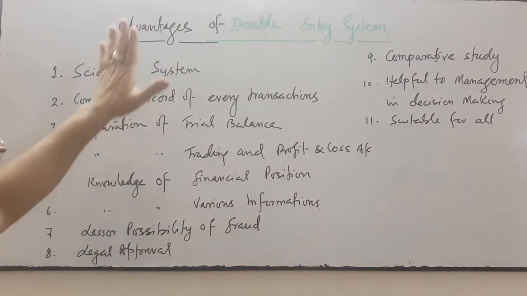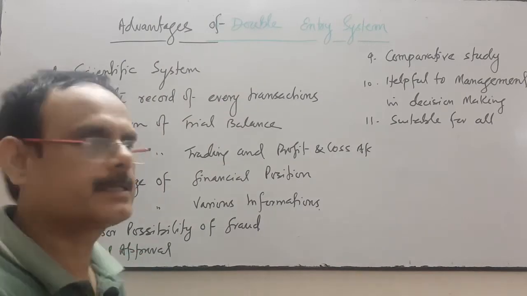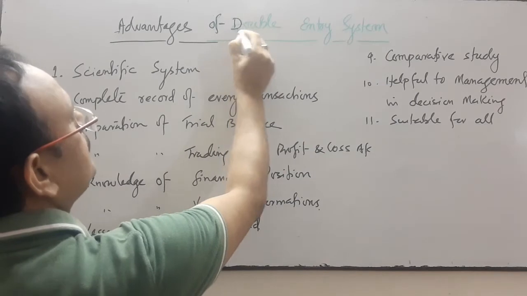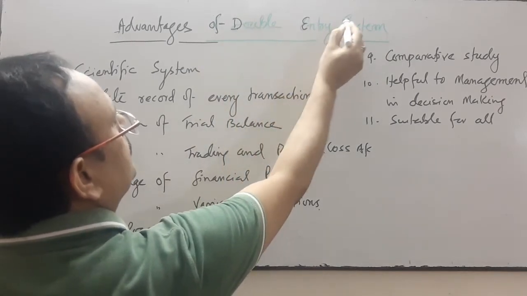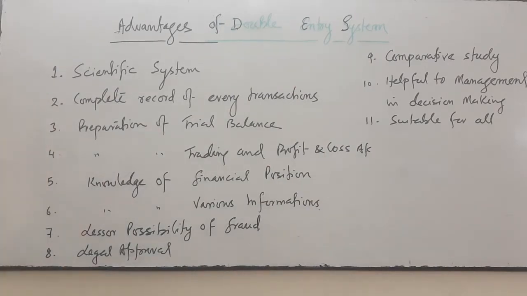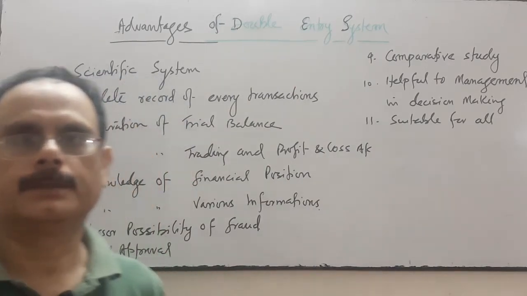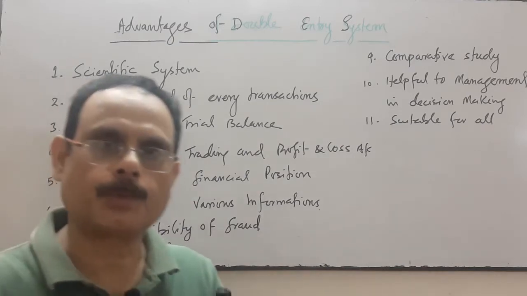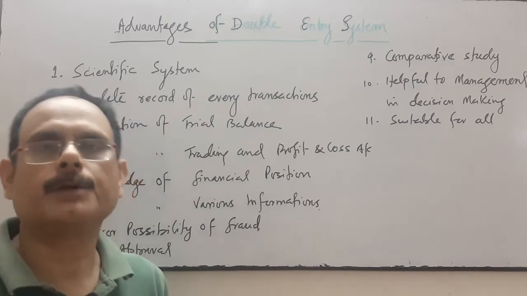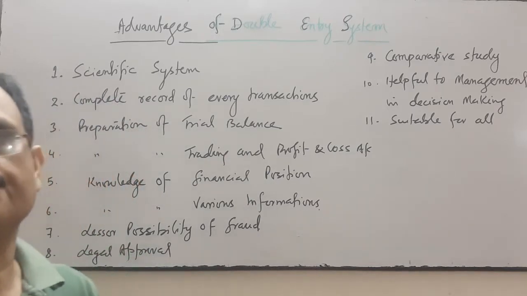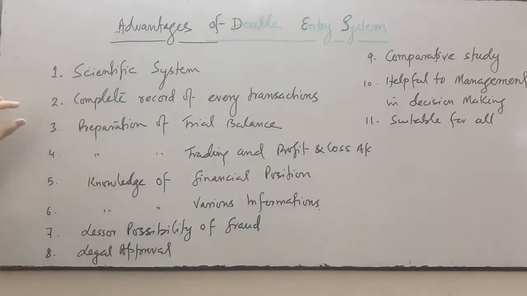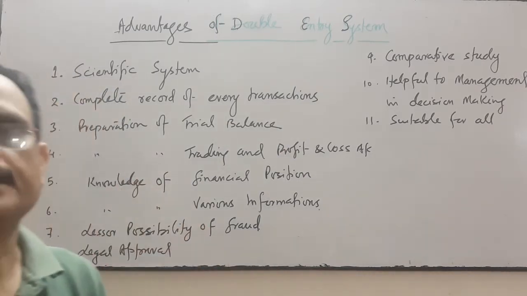Now come to the advantages of double entry system. What are the advantages of this system? First one is it's very scientific, that every debit has a corresponding credit and the established rules are applied, which is accepted all over the country, all over the world. It is very scientific.